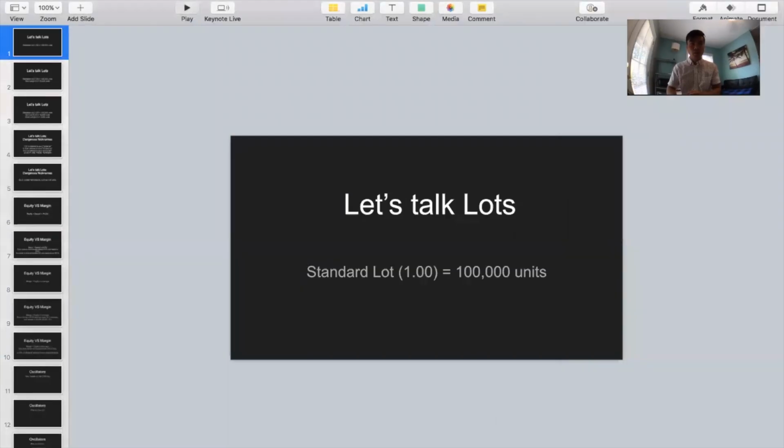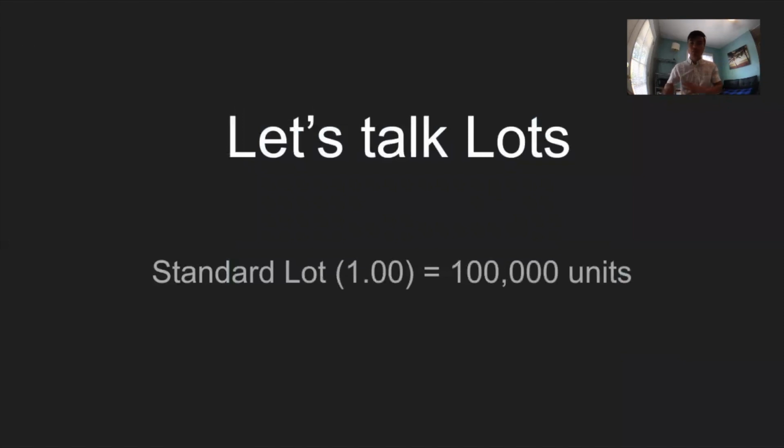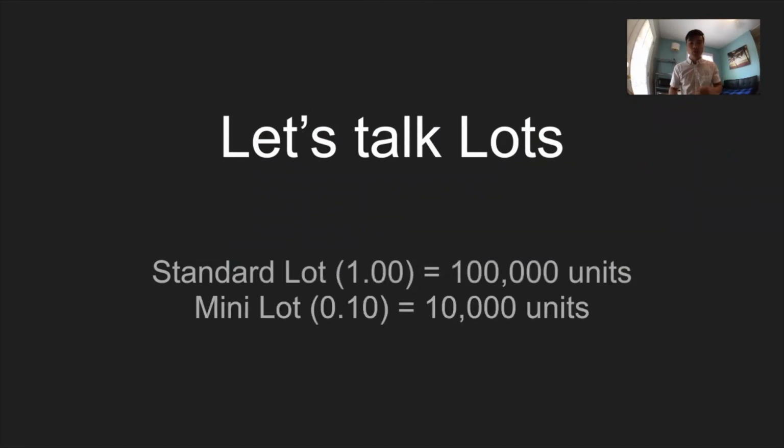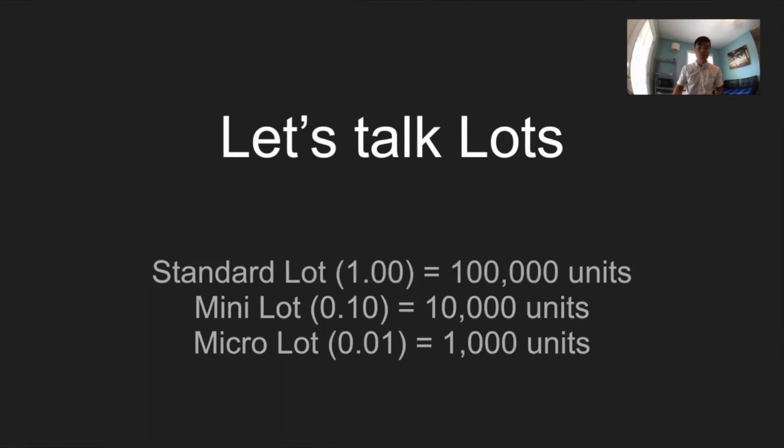Boom, here we are. All right, so I'm gonna go over just a little bit of review, things I touched on in the last video, and clarify some points that I didn't. So let's talk about lots. Like I said, one standard lot, represented by 1.00, is worth 100,000 units. It doesn't quite equate to 100,000 US dollars or 100,000 euros. We're dealing with a lot of different currencies, so to keep it simple, it's referred to as units. We have a mini lot, which is 0.10, worth 10,000 units, so approximately 10,000 US dollars, not quite. And then we have a micro lot, which is 0.01, which is equal to 1,000 units.